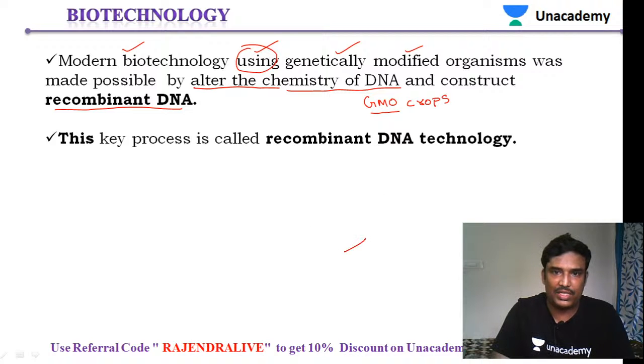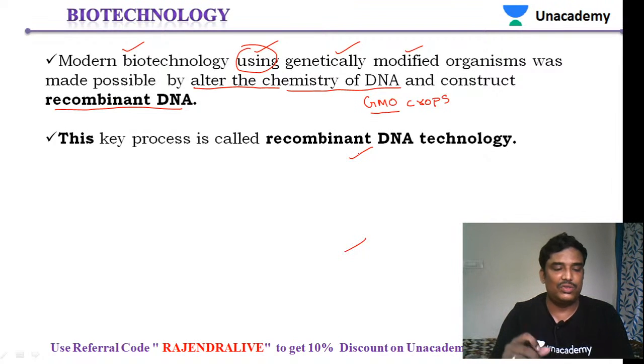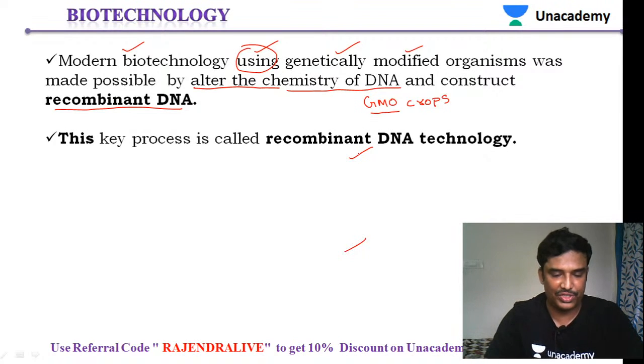So what is recombinant DNA technology? It is nothing but altering the structure of the DNA and producing the modified organism, and that modified organism will be helpful for human welfare. Such a process is called recombinant DNA technology. That is the definition of recombinant DNA technology, students.